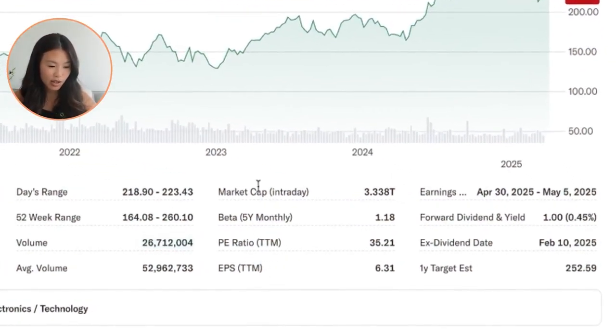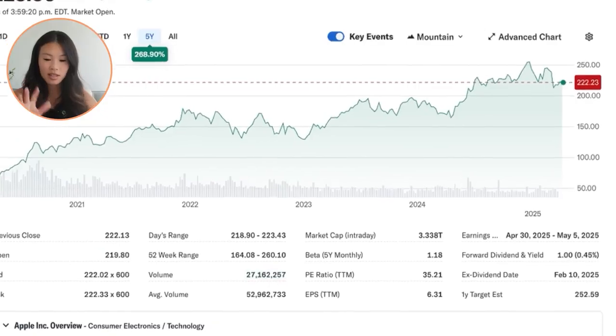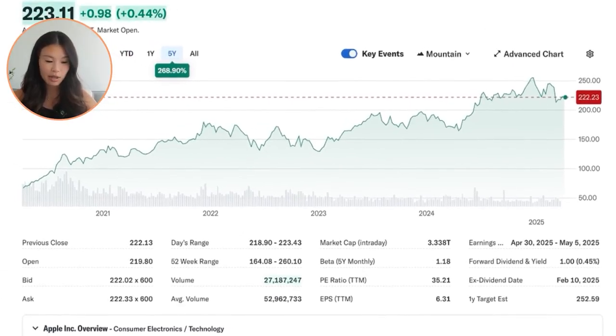This tells you how much cash the company pays you every year. Apple, for example, pays a small dividend. Companies like TD Bank or Enbridge usually pay higher dividends. Dividends are great because they create passive income and you can reinvest that money to grow your portfolio faster.